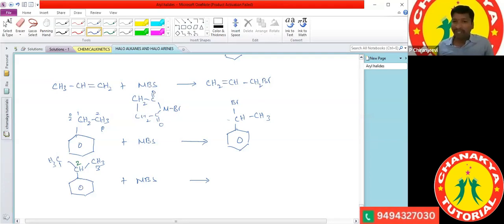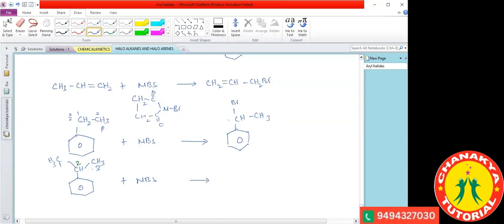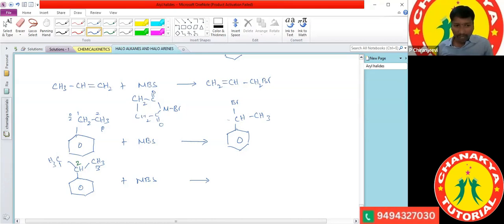Very good, Aditi. Ritu, where are you getting confused? This terminal carbon, all terminal carbon atoms, we can call primary. Got the point, Ritu? Yes, sir. So the second carbon is more reactive than the first and third carbon atoms because it is a tertiary carbon. That's why bromine is going to be substituted at the second position.